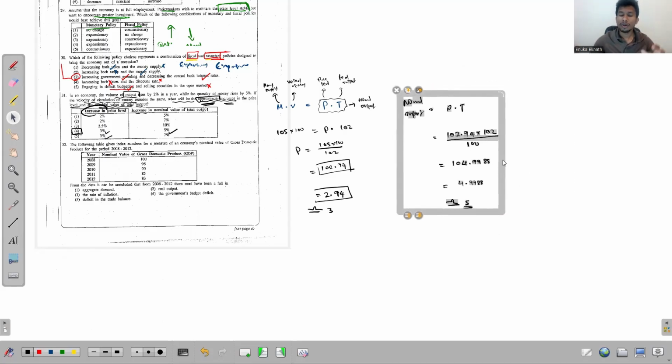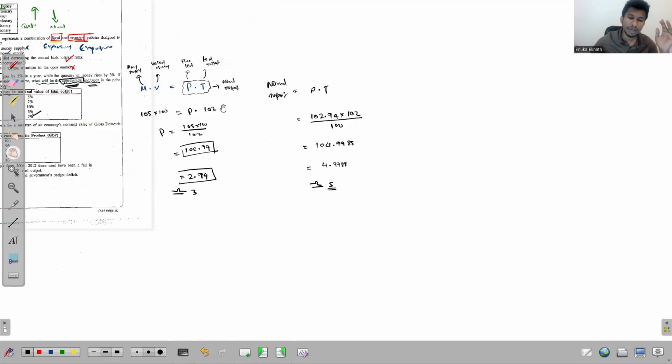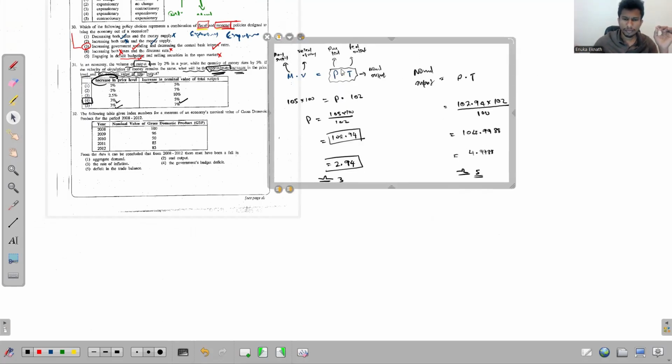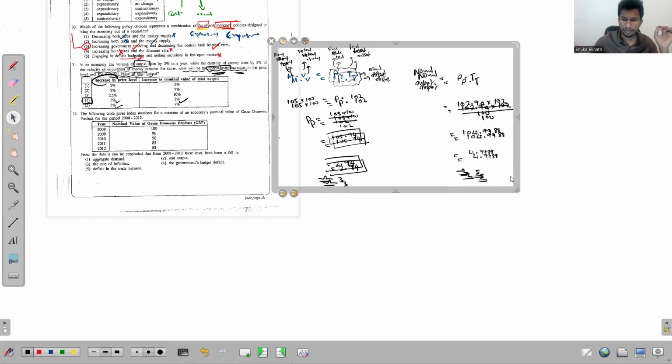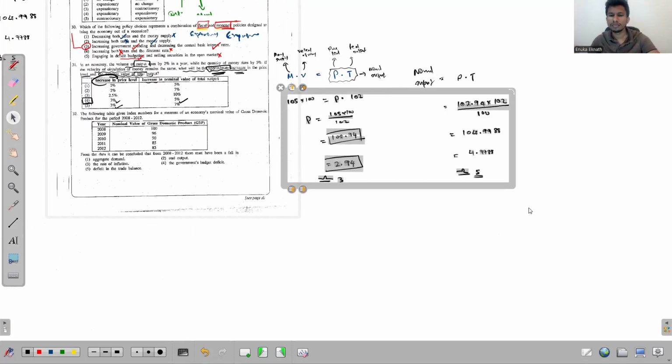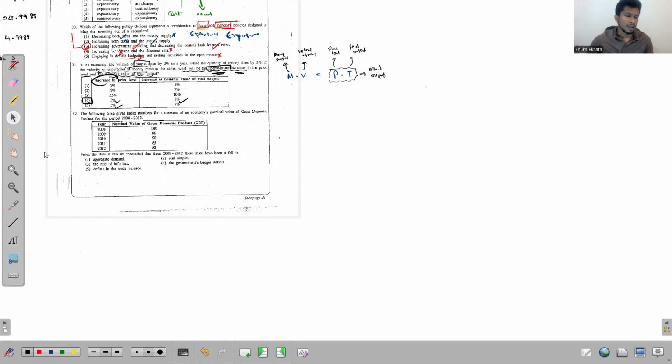I don't know whether you have applied this method or not, but I have seen students doing it in this way. They just take this. Wait, let me just send all this here. Right. So I have seen students doing the calculation this way.